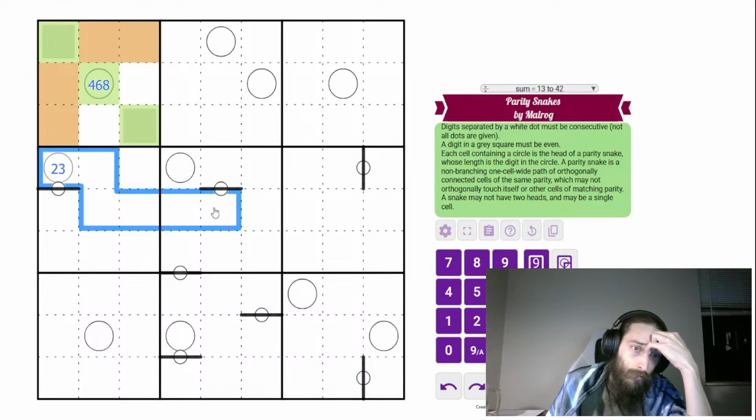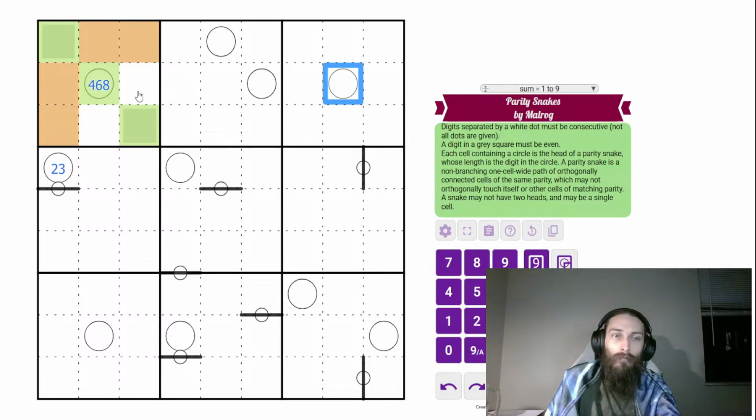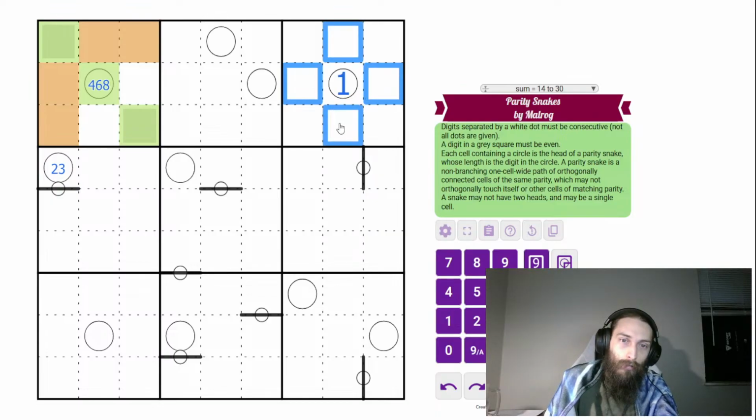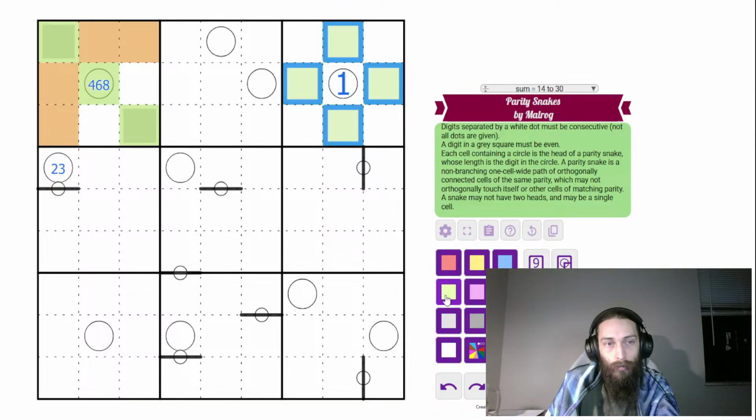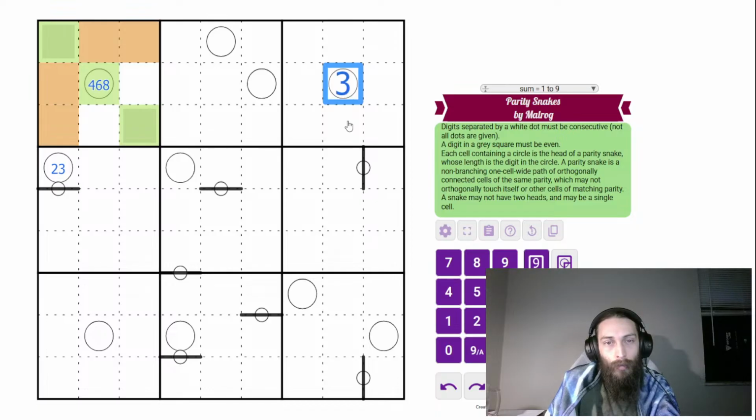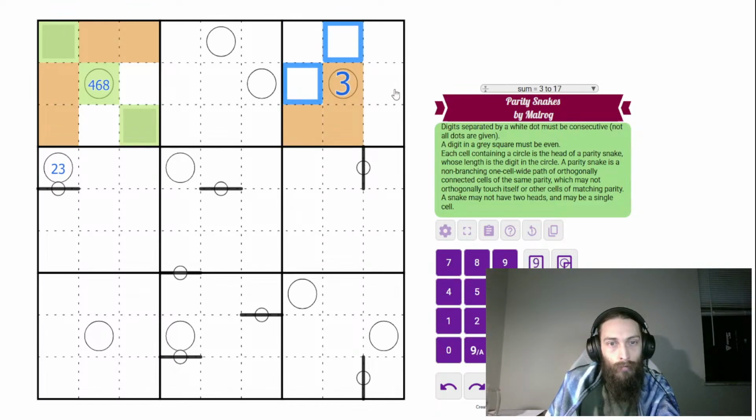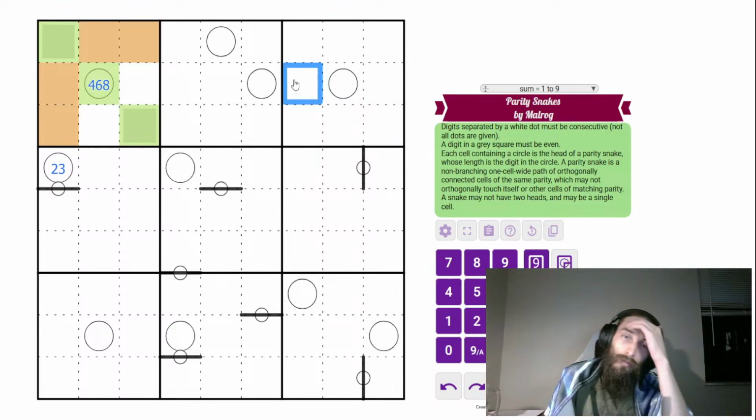The snake head in box 3 can't be odd for the same reason the one in box 1 couldn't be odd. Because if it was a 1... Oh, right. Well, if it's a 1, it could be like this. I forgot about 1. If it was a 3... Oh, yeah. I can't picture it, apparently.